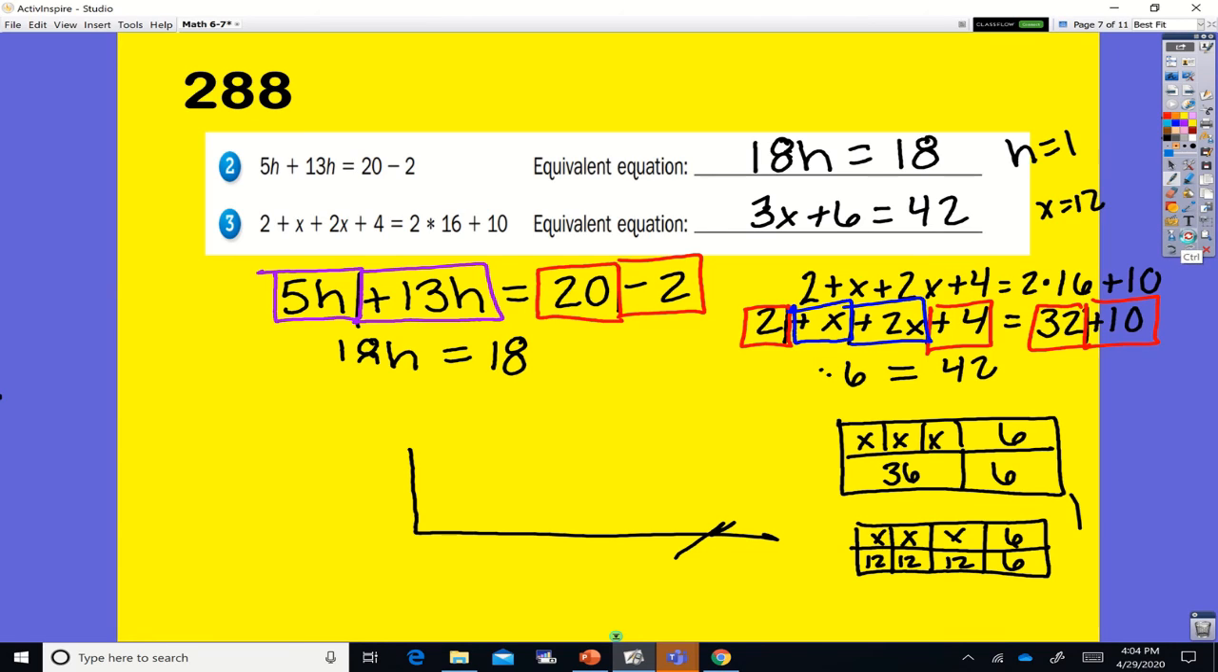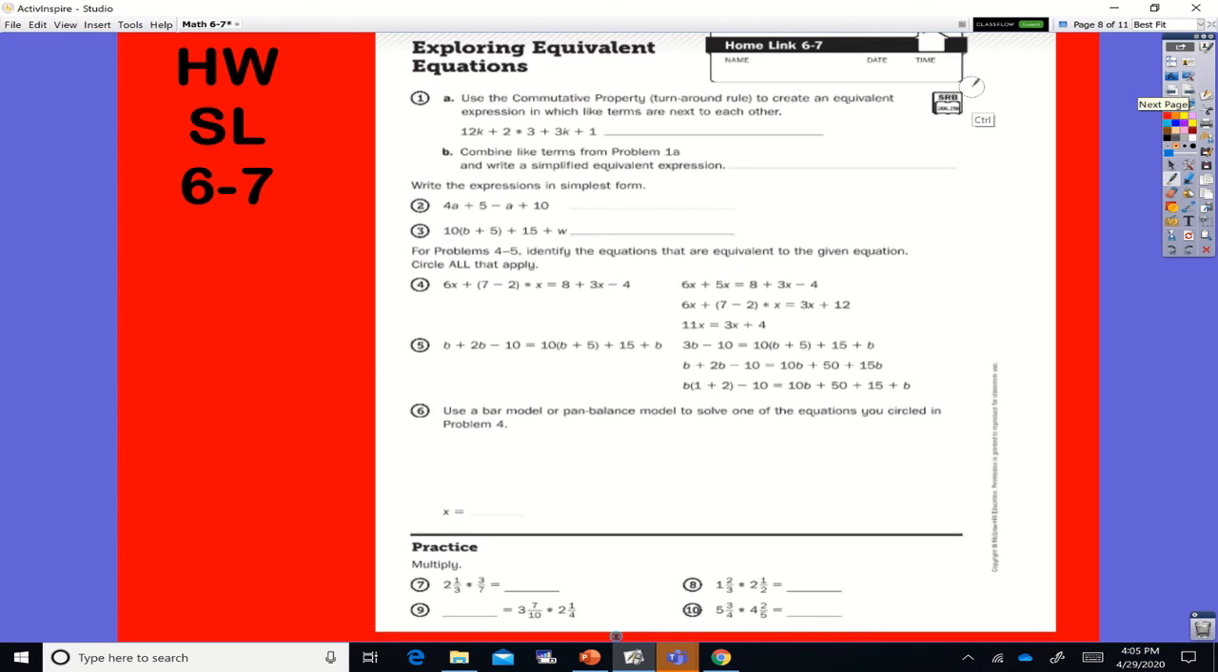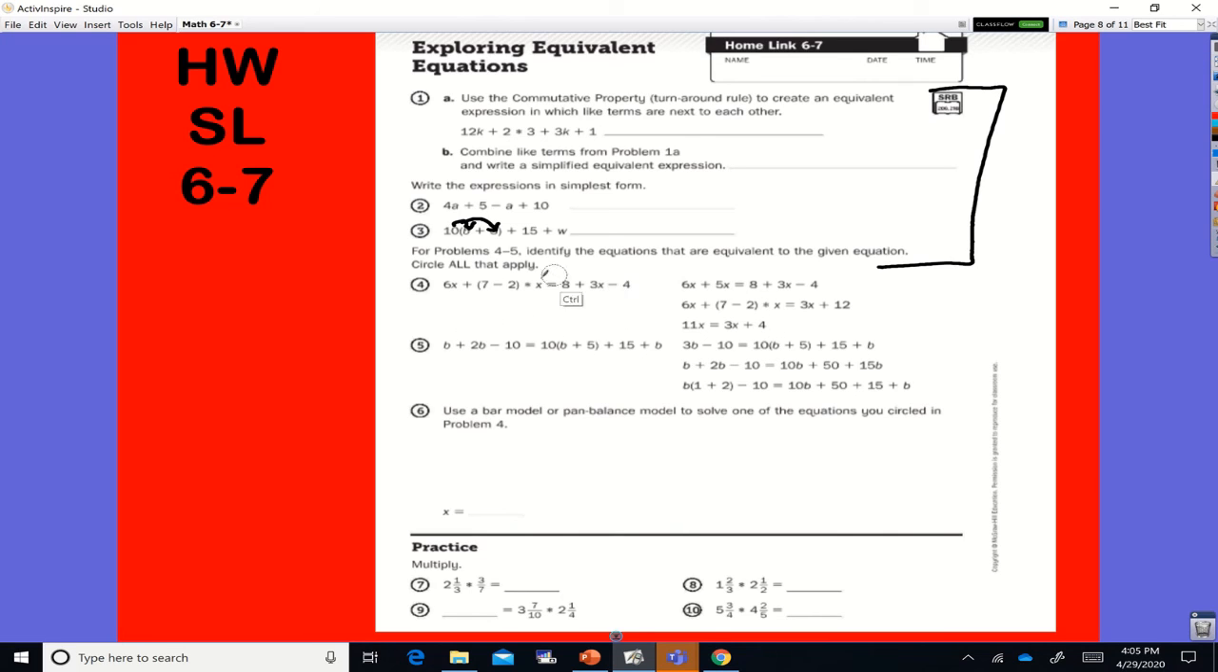Now you are going to work on your home link. Looking at this, it's very similar to what we did today. On the top, you're going to be putting these in the simplest form. Make sure to do your distributive property first. Down here, you're going to say which problems are equal to this. Okay, so what I would suggest doing is solving it and then seeing which ones you get the same of. You're seeing if they're equivalent to each other.